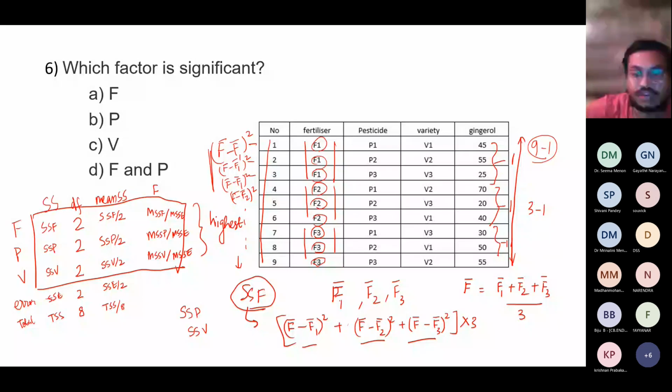For fertilizers, we just have 3 different independent observations, because these first 3 observations are not really independent observations. They are because of some effect of F1 on the crop. Right. Okay sir.